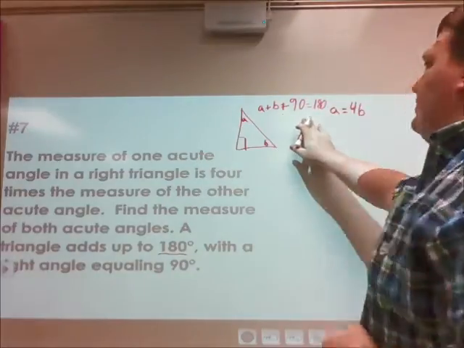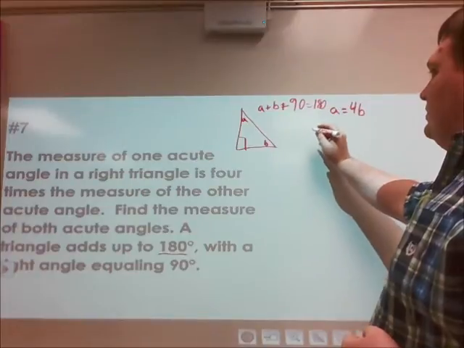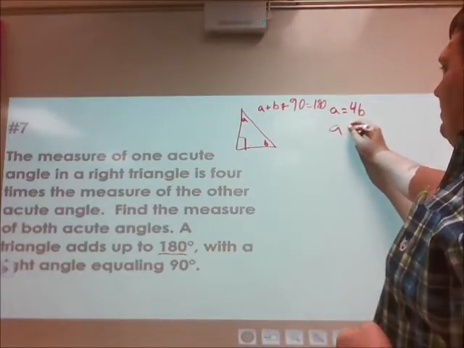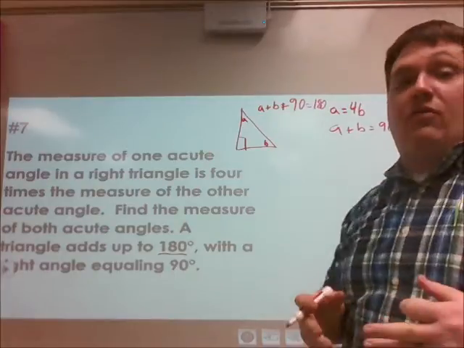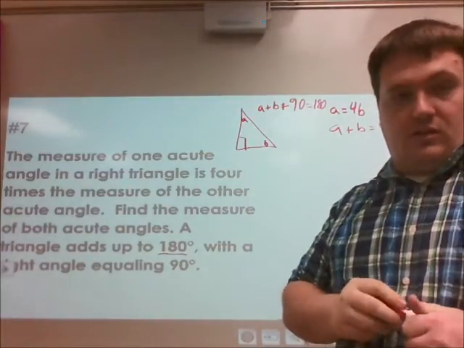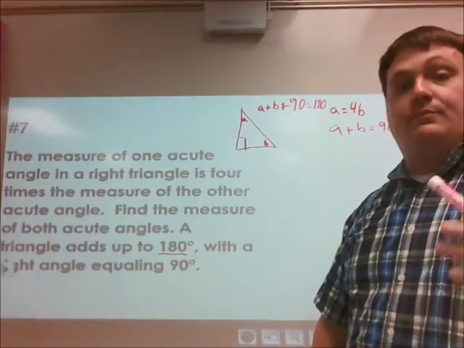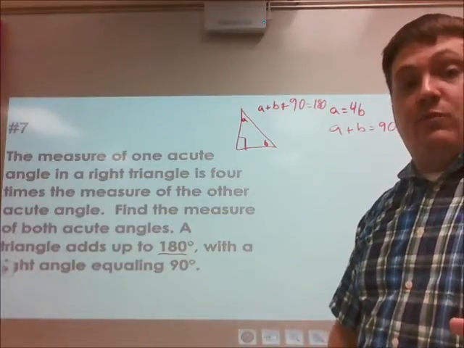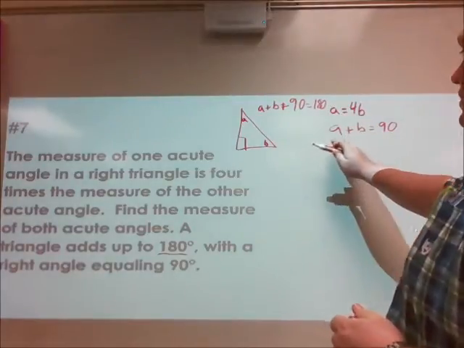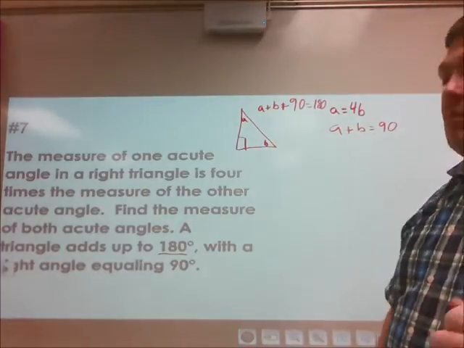Now we can simplify this a little bit further by subtracting 90 from both sides, which will give us A plus B is equal to 90. So the sum of our angles has to be equal to 90 degrees. Now, what does that mean for us? That's very good for us because we now have 2 equations and 2 variables. We can solve for this.